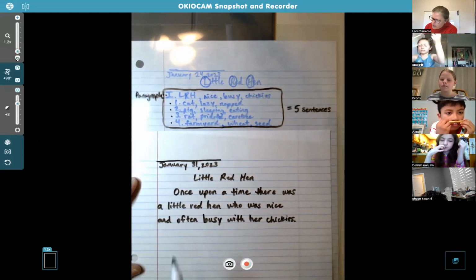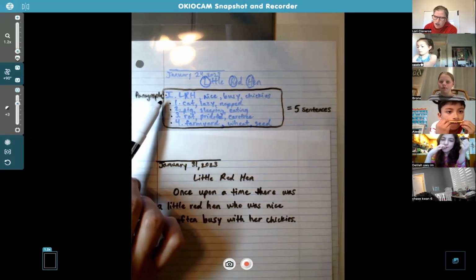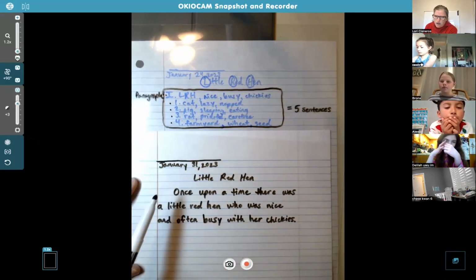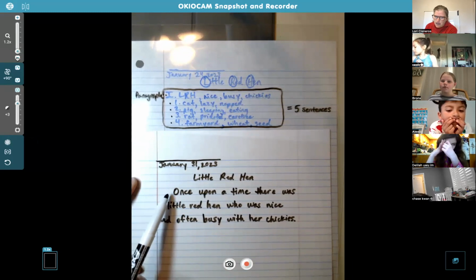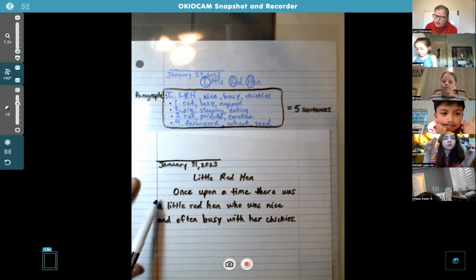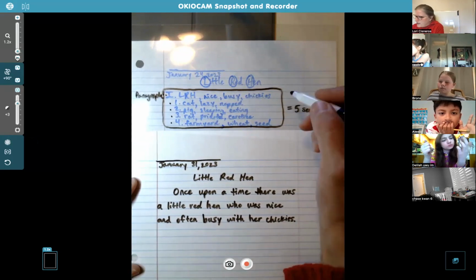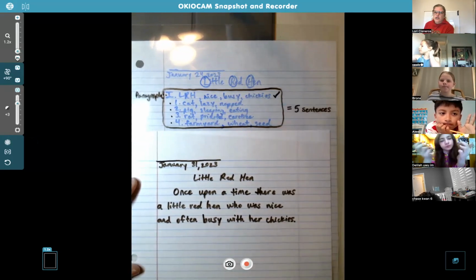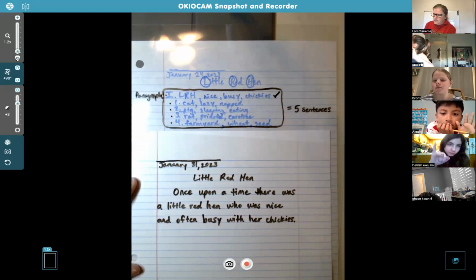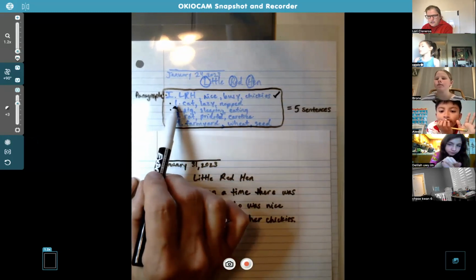Okay, do you notice I indented because this is a paragraph? A lot of you are forgetting that. When you write a paragraph, that first sentence needs to have a space. And then the rest of the sentences go along that red line. That is the first sentence. I'm going to put a check mark there because I did that sentence. Now I'm moving on to this one.